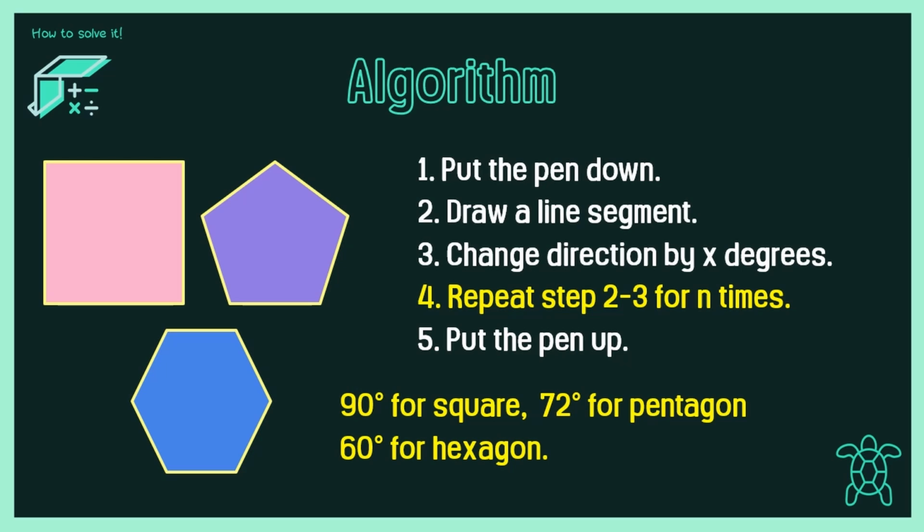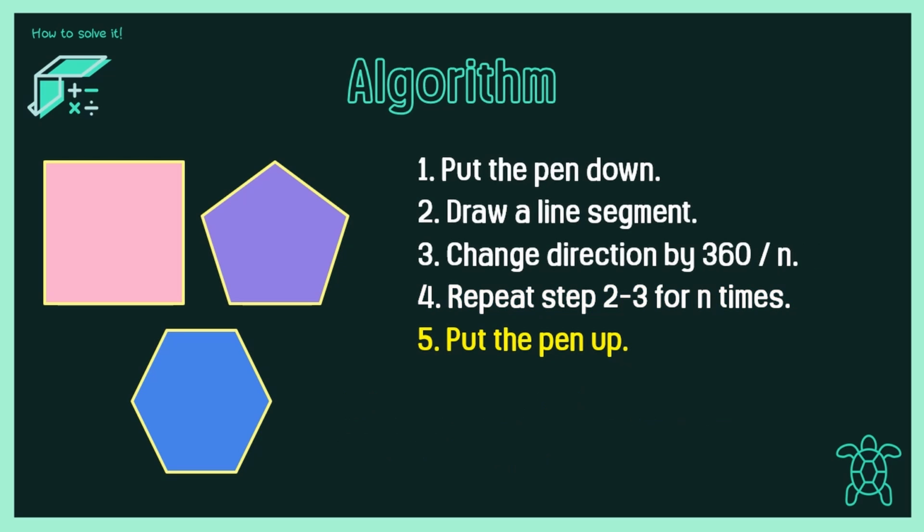For a square, it should be 90 degrees. For a pentagon, it is 72 degrees. For a hexagon, it is 60 degrees. After he completes the drawing, put the pen up. That is the algorithm to create a regular polygon.